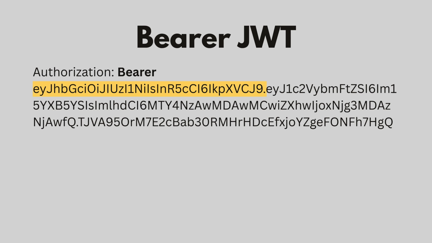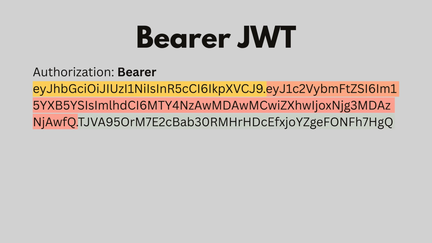The second part of this token shows you the payload. This is the actual information that the server needs to decide what you have access to. So this would be the user ID, who it belongs to, what permissions that user has, and also the expiry time of the token.